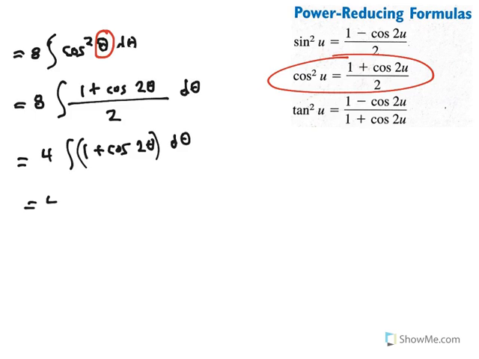And here we can integrate term by term. The antiderivative of 1 with respect to theta is theta, and the antiderivative of cosine 2 theta would be sine of 2 theta, but because the argument is 2 theta, when you find the derivative of sine of 2 theta, you will actually get 2 times cosine of 2 theta. But you want 1 times cosine of 2 theta, so you multiply by 1/2 to compensate. We have found our antiderivative, but it is in terms of theta.